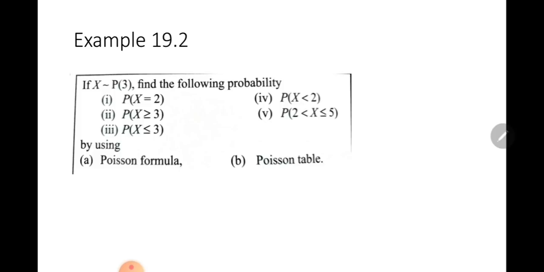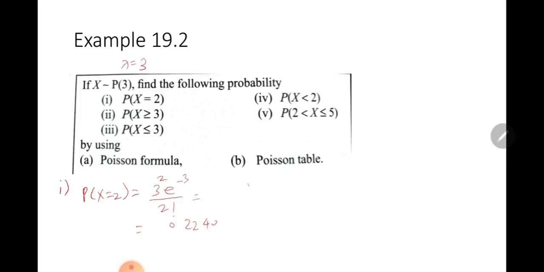Okay, let's have a look at the example. X follows Poisson with lambda equals 3. Find the probability that P(X=2) using formula and table. So for the first one, you have lambda equals 3. So using the Poisson formula to get P(X=2), you will get 3 to the power of 2, e to the negative 3, over 2 factorial. So you will get your answer as 0.2240.